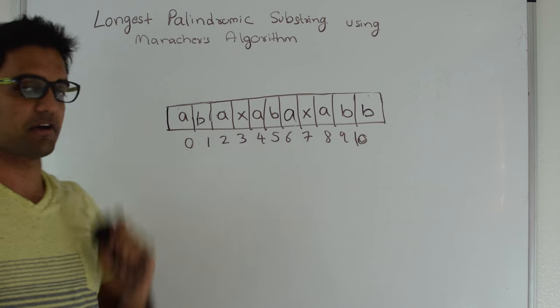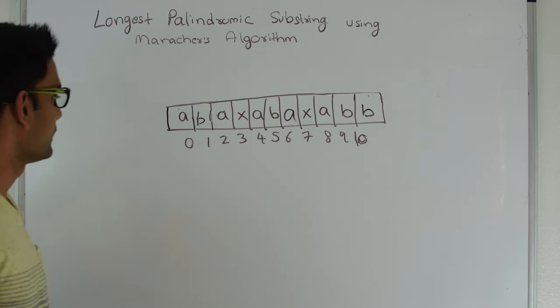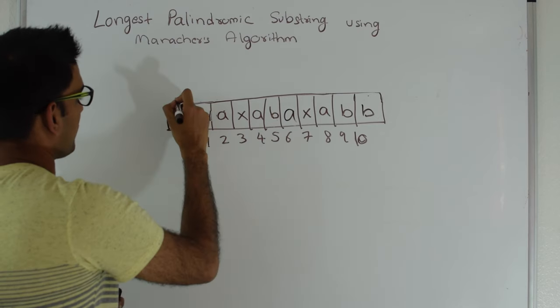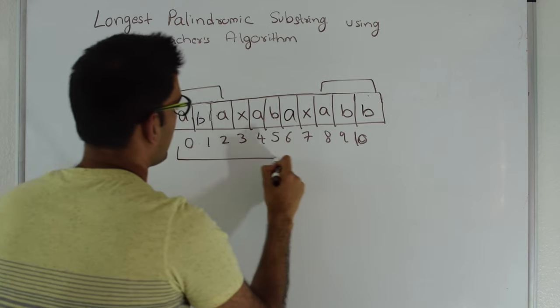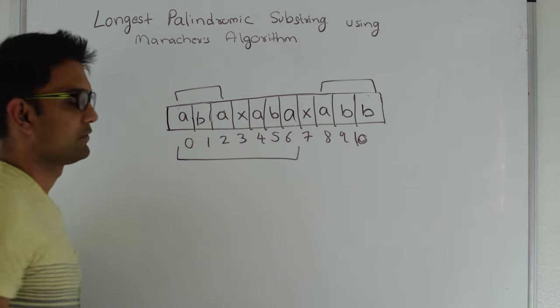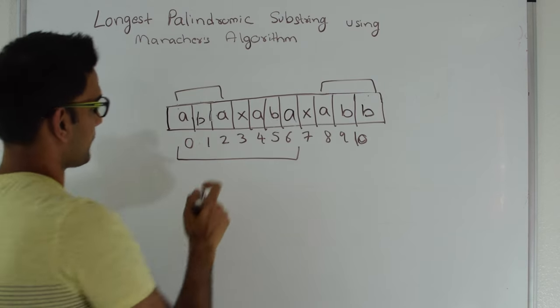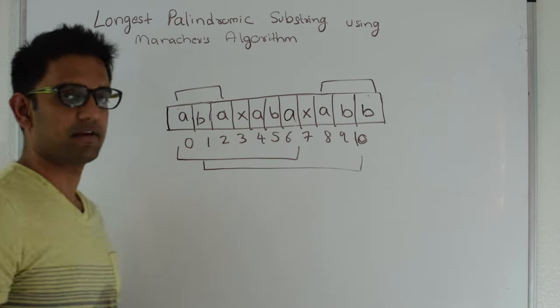in linear time using Manacher's algorithm. So here you're given a string and you have to find the longest palindromic substring in this string. So there are many palindromic substrings in this string. For example, this, or this with center X. So the question is to find the longest palindromic substring. So the longest palindromic substring here is this with center as B and the length is 9.